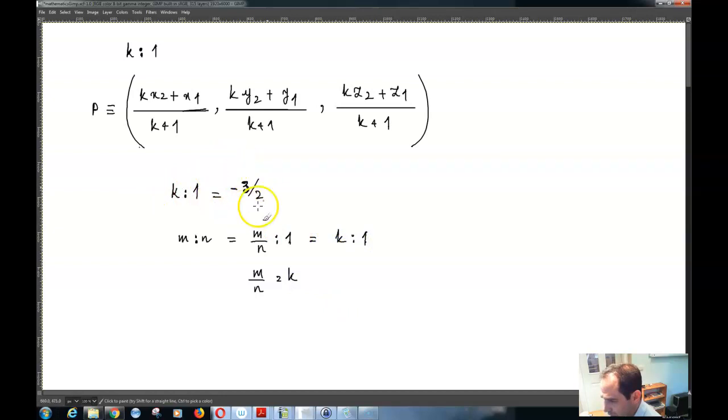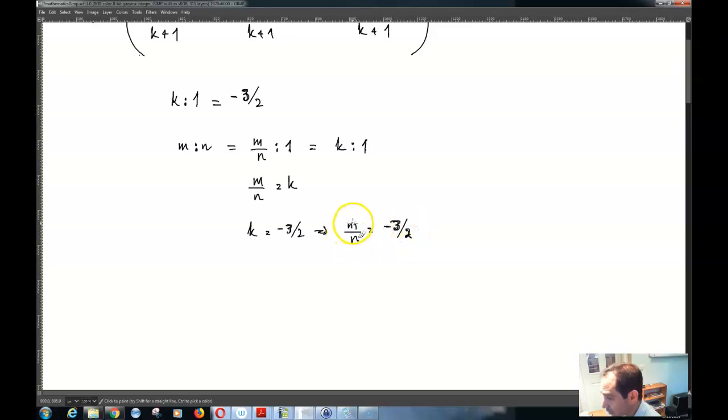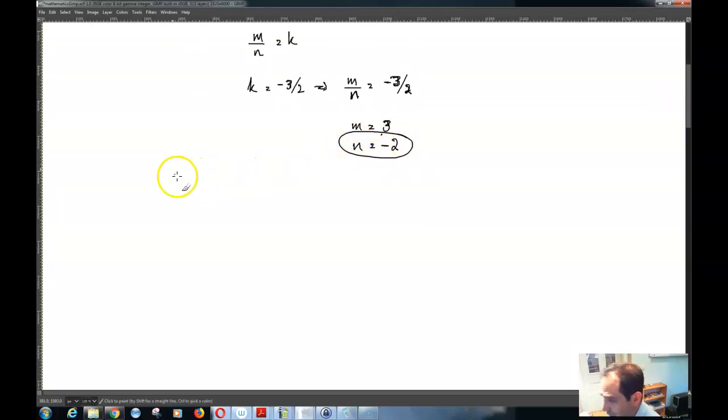So now when your k is equal to negative 3 halves, what that means is that m by n is equal to negative 3 halves. And so one of these has to be a negative number. You can imagine that the negative number is your n, meaning that m is equal to positive 3 and n is equal to negative 2. And when your n is a negative number, that becomes exactly the situation when a point divides a line externally.